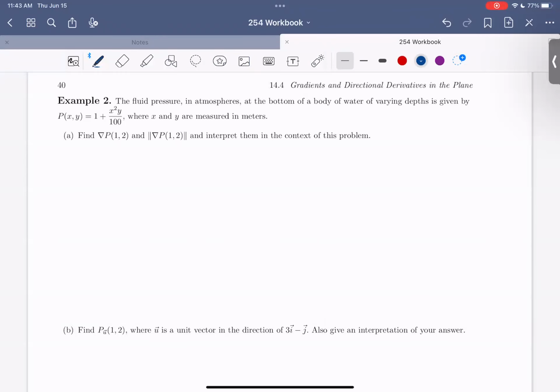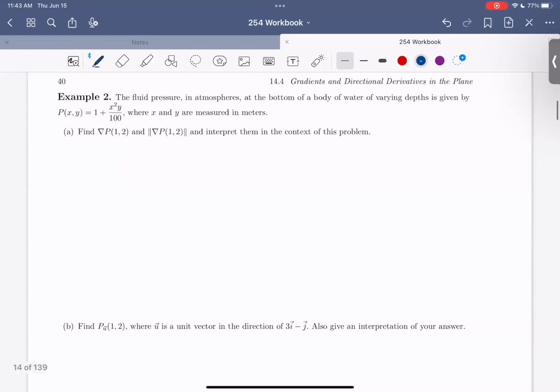Hello everyone. In this video, we're going to look at example 2 in section 14.4 on gradients and directional derivatives in the plane. In this example, we're going to have the opportunity to compute both a gradient and a directional derivative and to interpret them in the context. We've talked about the context and conceptual meaning of a gradient and directional derivative a little bit, but here we're going to start making it a little bit more concrete by looking at this example.